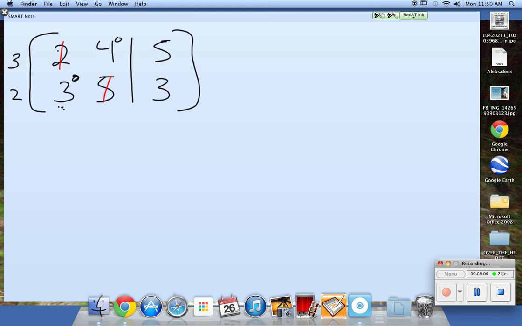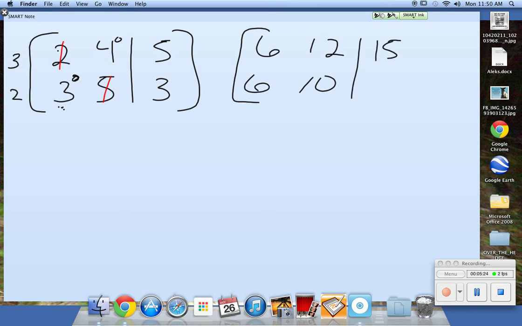If I multiply this through, 3 times 2 is 6, 3 times 4 is 12, 2 times 3 is 6, 2 times 5 is 10. Then we have 15 and 6. Now I'm going to subtract. Would I ever add them? Sure, if I had a negative number in here, I'd add them. So I can add or subtract, whatever I can do to make this 0 right here. So I'm going to subtract this out.